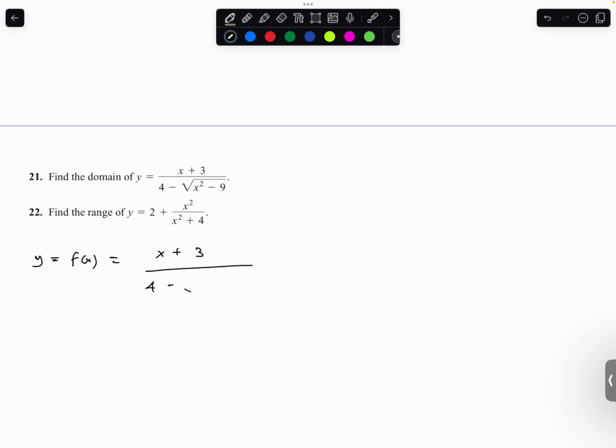over 4 minus the square root of x squared minus 9. So in order to find the domain of a given function, you have to look at those values of x which could make the function undefined. The things that make functions undefined are division by 0 or a negative number under a square root. Both of these can make the function undefined.